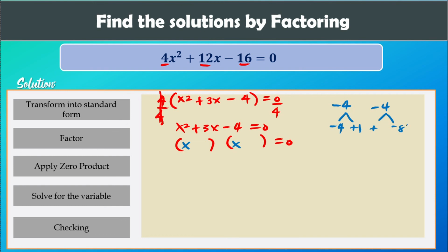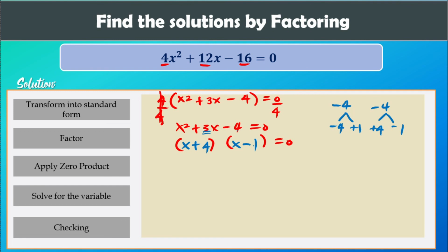Okay? Pwede rin positive 4 times negative 1. Okay, which of the pair of factors na pag-add natin positive 3? Okay, syempre, piliin natin yung factor na positive 4 and negative 1. So, lagyan lang natin positive 4 and negative 1. Pag-check natin kung tama yung factors natin, pwede mental solving lang. You can solve it mentally. 4 times negative 1, negative 4. 4 plus negative 1 is positive 3. Ibig sabihin, tama yung factors natin.